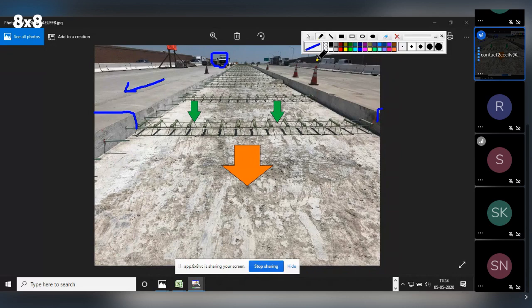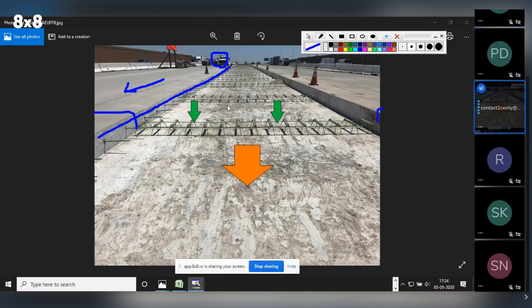Now this joint is parallel to the direction of the traffic. That means this one is one slab, and that is the adjacent slab: side lane, first lane, second lane, third lane. So the second lane is this one. That means this joint is the longitudinal joint. And see here, you can see some reinforcement coming out from here. These are your tie bars, because tie bars are placed in the longitudinal joint. Can you see?